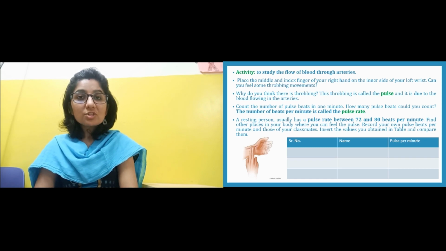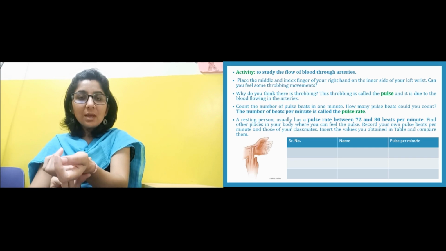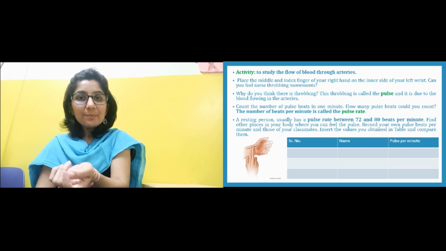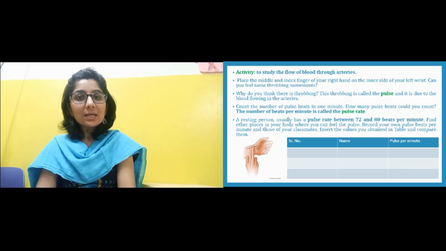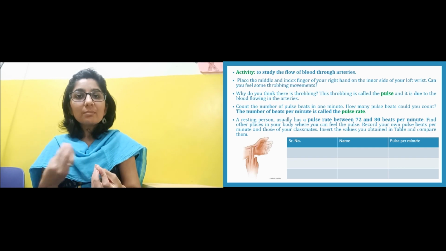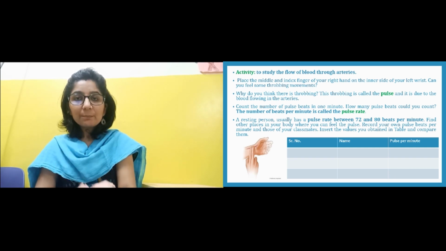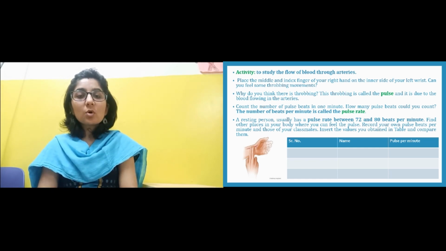How many times it happens, I'll tell you, but that is called the pulse rate. This throbbing is called the pulse, and it is because of the blood flowing into the arteries. The number of beats per minute, which you can feel, the beating of your heart which continues constantly, is called the pulse rate.